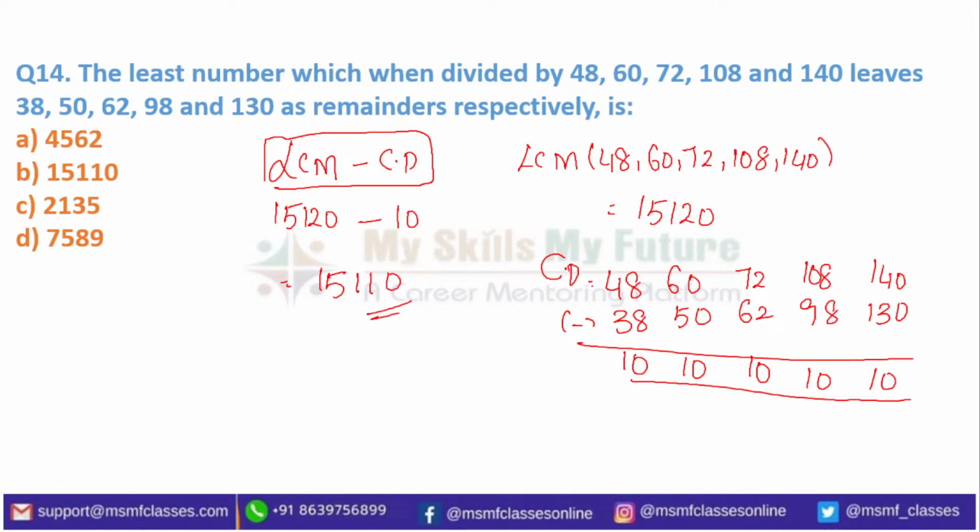15110 represents option B is the correct answer. When the remainders are different, our answer will be LCM minus common difference. When the remainders are same, it is LCM plus the same remainder. Okay, next one.